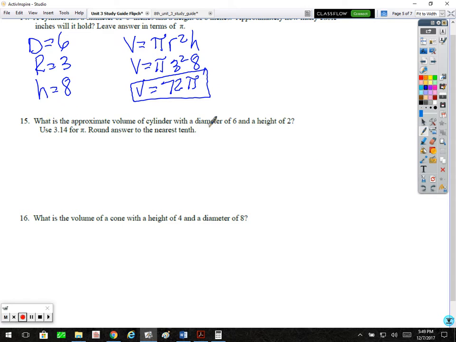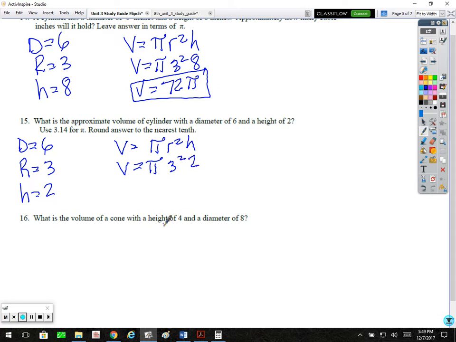What is the approximate volume of a cylinder that has a diameter of 6? I'm going to try it again this time. This one has a diameter of 6 again, which means the radius is going to be 3 and the height is going to be 2. This time it wants me to use 3.14 for pi. So volume equals pi r squared h, which is pi times 3 squared times 2. And one more step. I should have done it here, but we can do one more step.